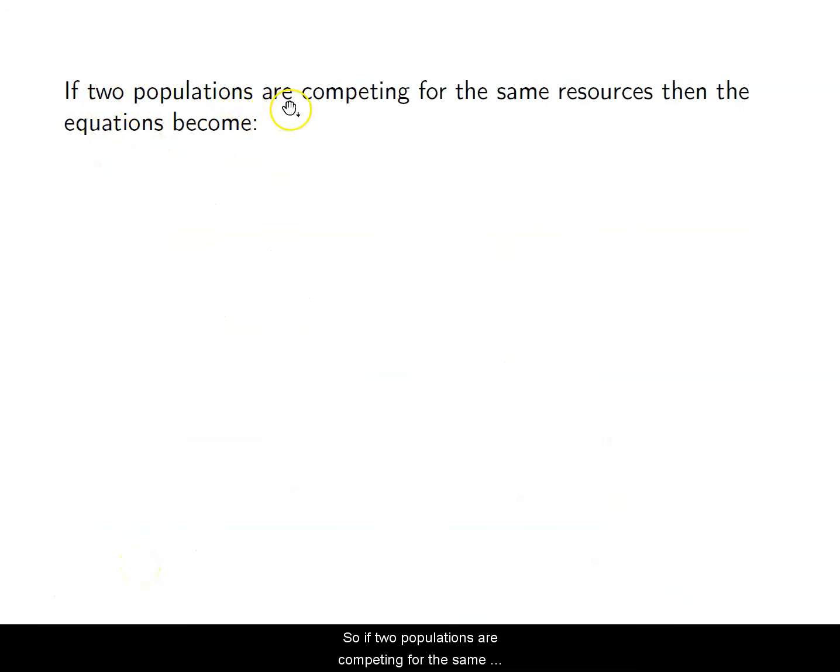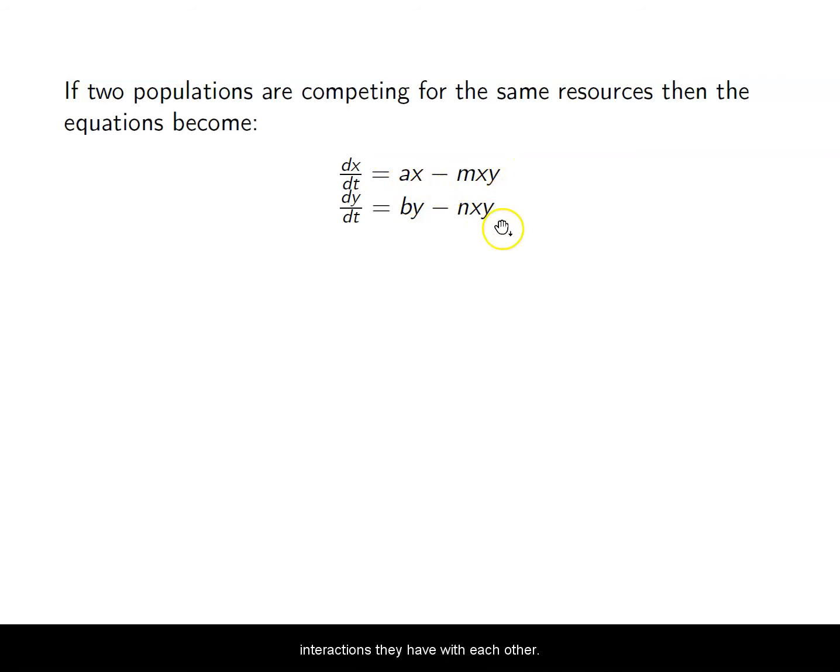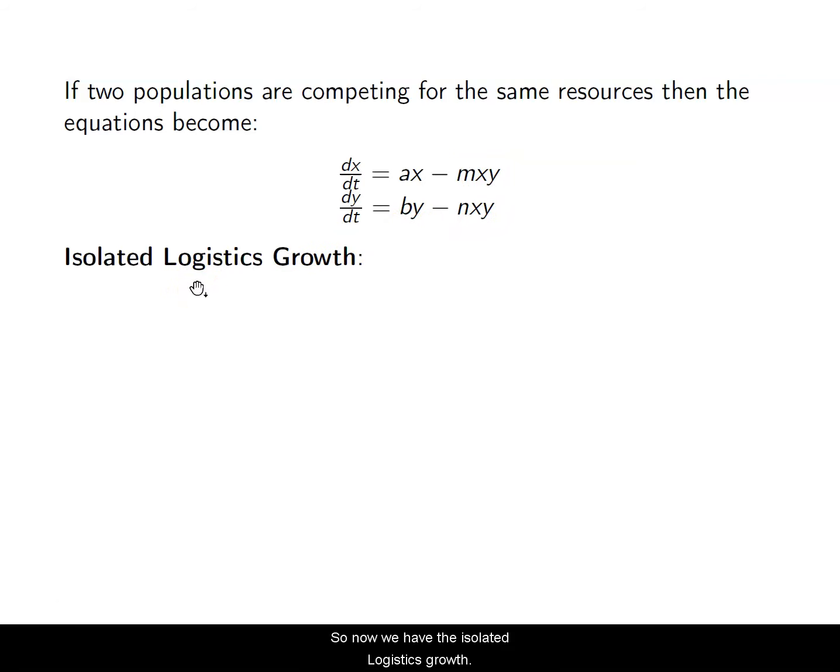So if two populations are competing for the same resources, so this is not predator-prey, but maybe two types of birds that are trying to get the same source of seeds, for instance, right? Then our equations are going to change a little bit because we no longer have one population preying on the other, right? So here we're going to have two growth models, right? Because there's not one preying on the other, but they're going to decrease based on how many interactions they have with each other, right? So now we have the isolated logistic growth.